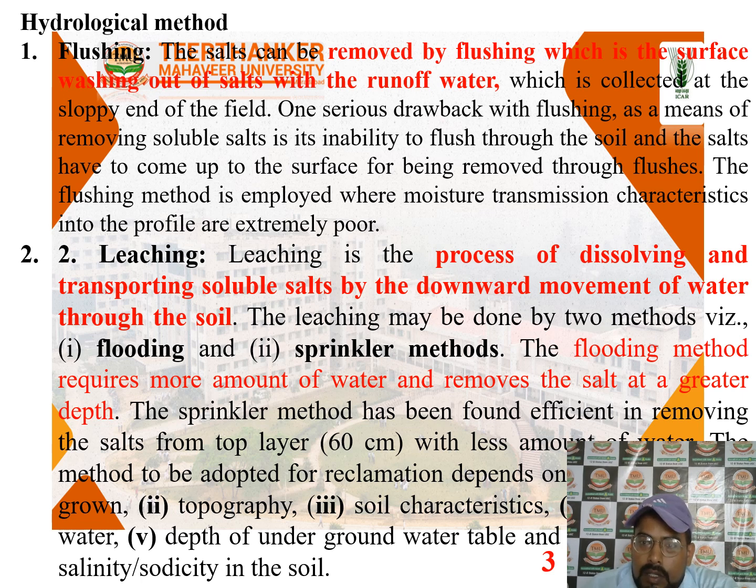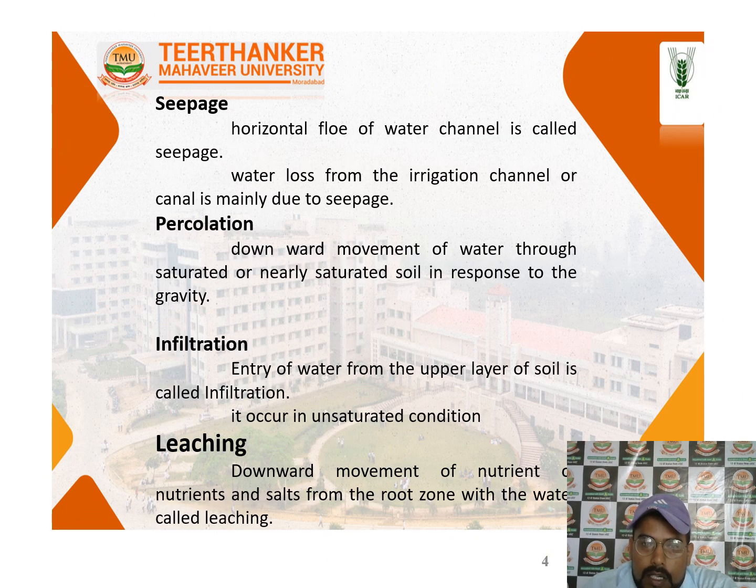In the sprinkler method, the amount of water required to remove the salt is greater with depth. The sprinkler method and other methods are sufficient for removing salt from the layers, depending on factors like topography, character of the soil, and depth of the ground water table. And the second is the seepage.